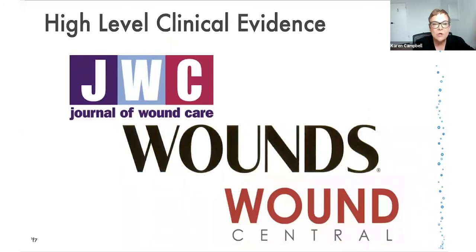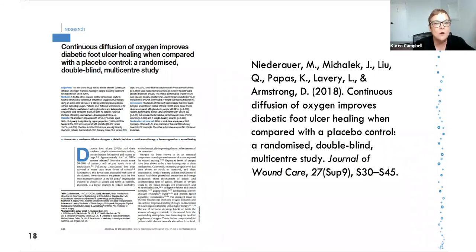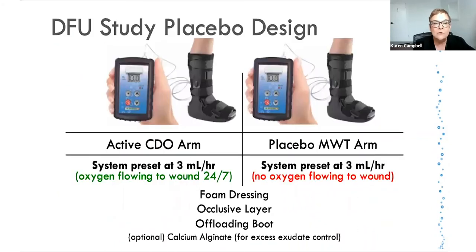And now I'm going to start talking about some of the high-level evidence that we have regarding CDO. The first study I want to talk about is a study with diabetic foot ulcers. It was a placebo-controlled, randomized, double-blinded, multi-centered study. And you can see in the active arm, patients got CDO. Everyone was offloaded with an offloading boot. Everyone had moist wound healing dressings in place, as well as the oxygen dressings. And if you were in the active arm, the system was preset at 3 mL/hour. And so the oxygen was flowing 24/7.